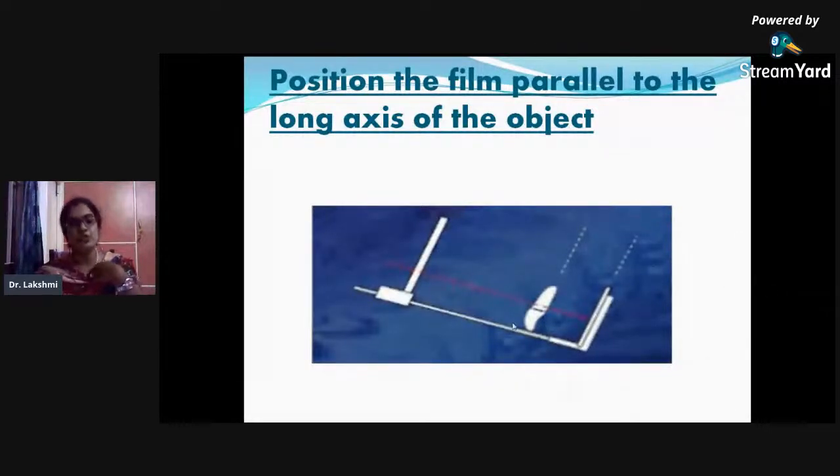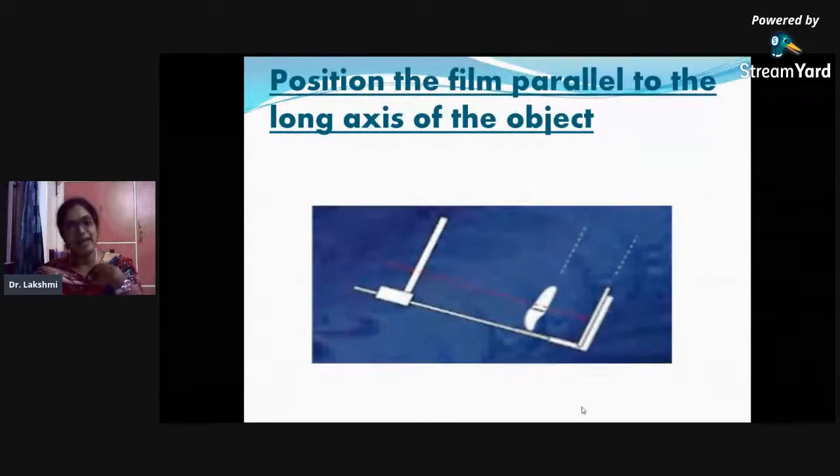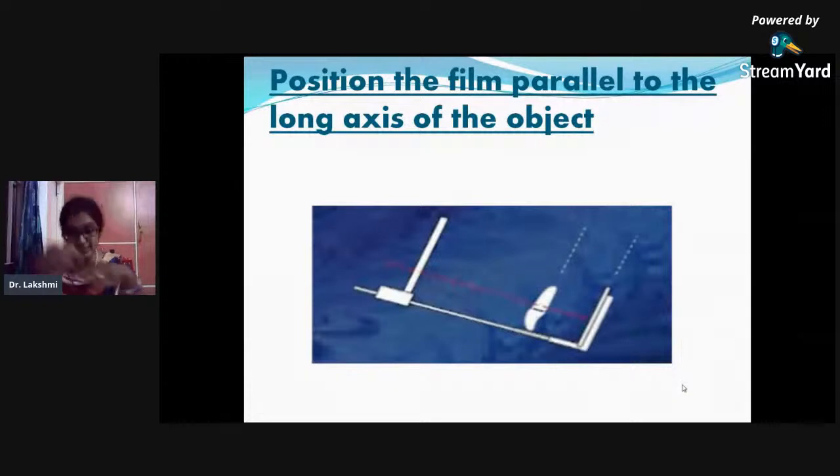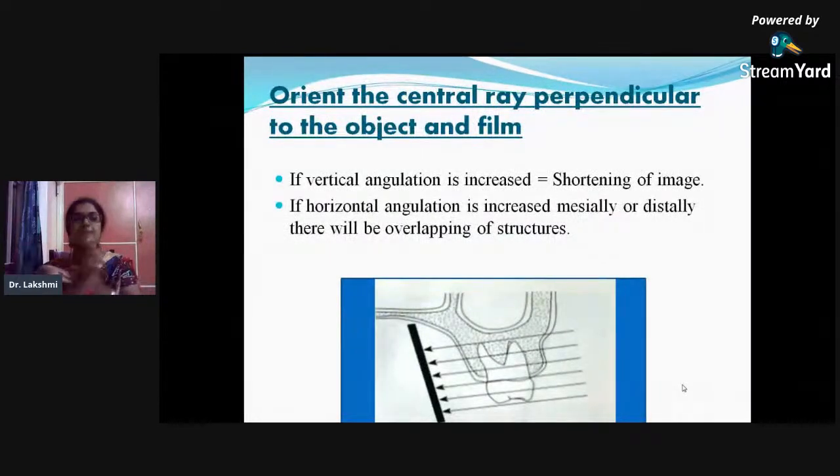So this is a film, and the long axis of the tooth is also parallel. Then where will be the central beam of the X-ray? It will come perpendicular to it. Okay, so position the film parallel to the long axis of the object. Next, orient the central ray perpendicular to the object and film.